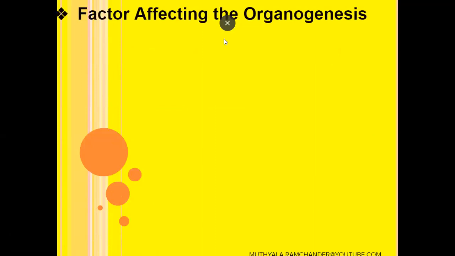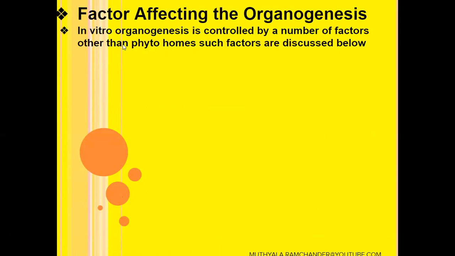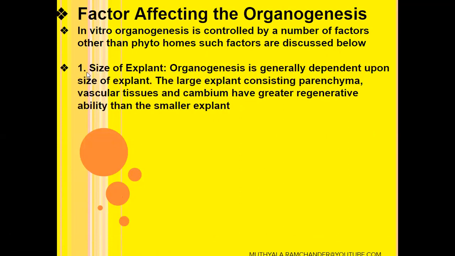Factors affecting organogenesis. In vitro organogenesis is controlled by a number of factors other than phytohormones. Such factors are discussed below. First, the size of explant. Organogenesis is generally dependent upon the size of the explant. The large explant, consisting of parenchyma, vascular tissues, and cambium, has greater regenerative ability than the smaller explant.